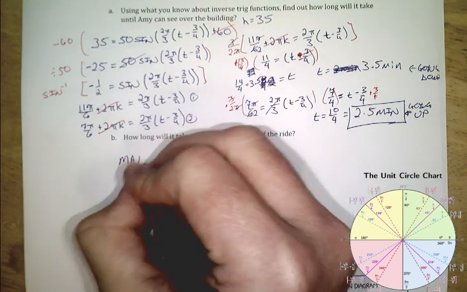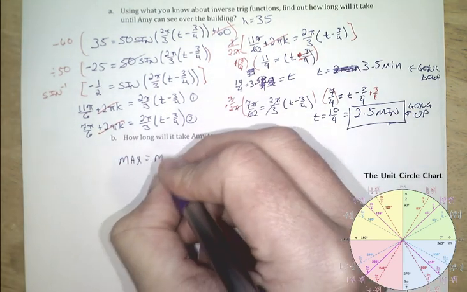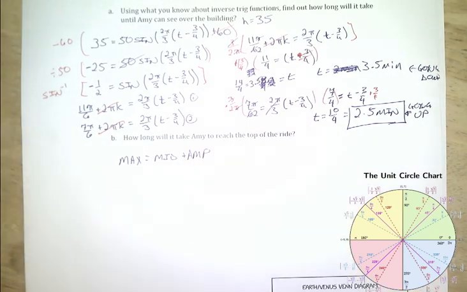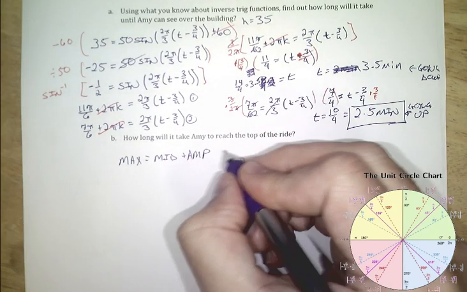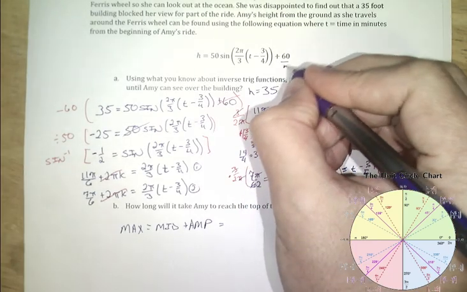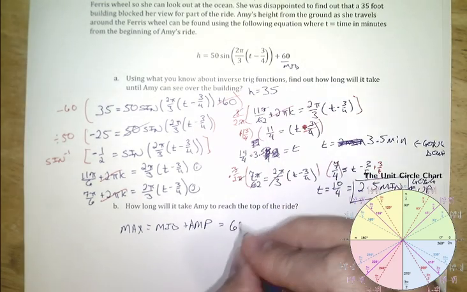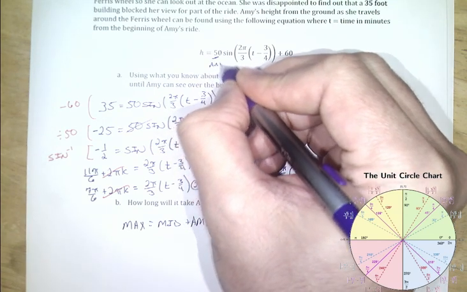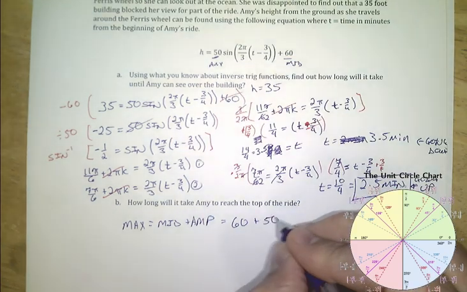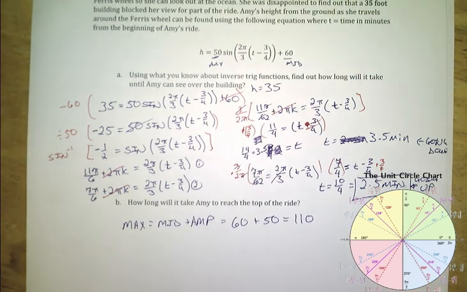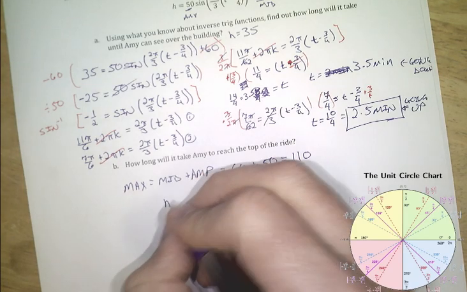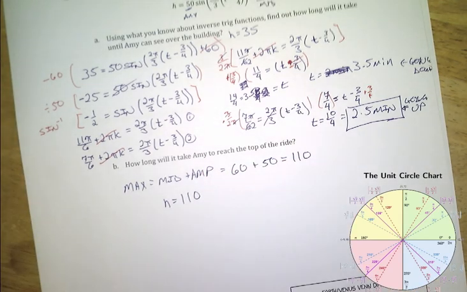So the max is just equal to the midline plus the amplitude. Well, our midline is 60, plus our amplitude is 50. So the Ferris wheel is 110 feet tall. So we need to find out when h is 110.